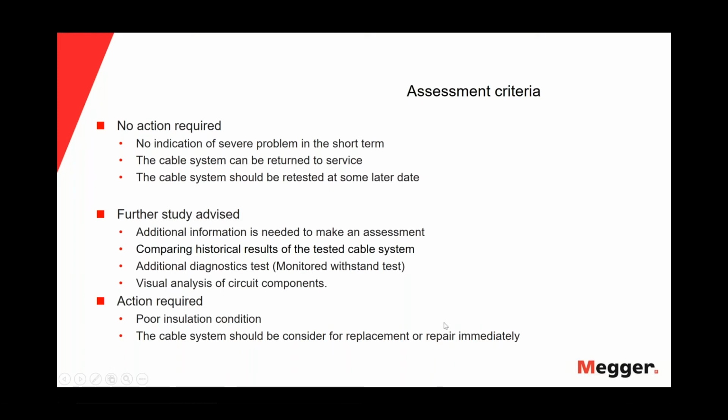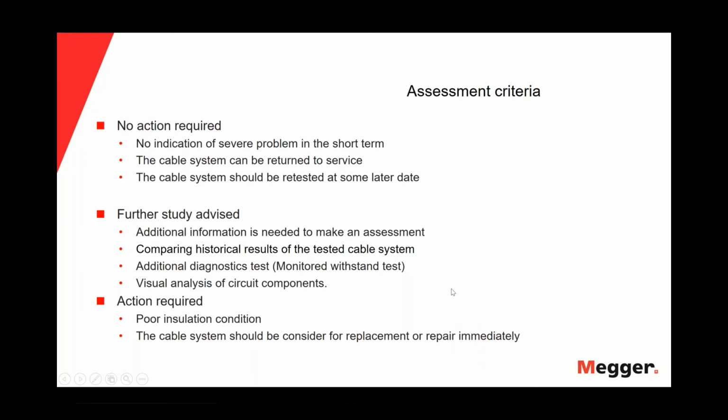Something that I would like to say is that if we do a tan delta test for the first time on an old cable and the result we get is action required, we will not recommend replacing the cable. Maybe we should do additional measurements or a visual analysis, and maybe repeat the tan delta test in 1 year to see if we have variations of the values of the delta of the tan delta or the deviation, the standard deviation. Okay.